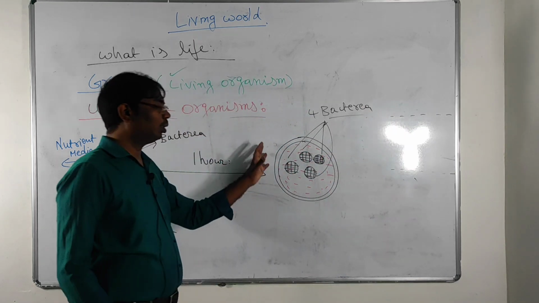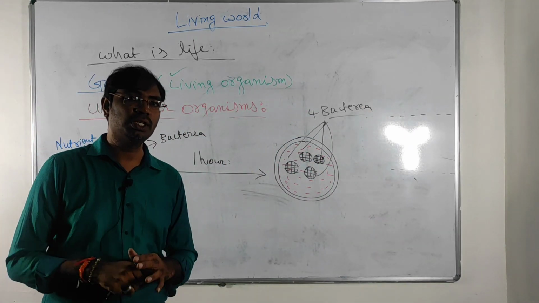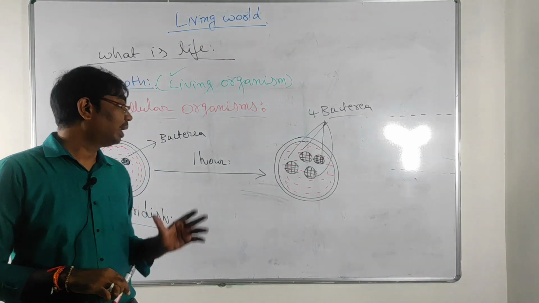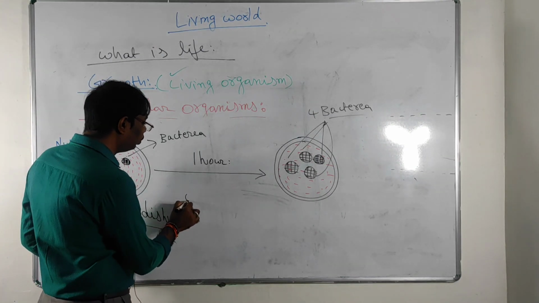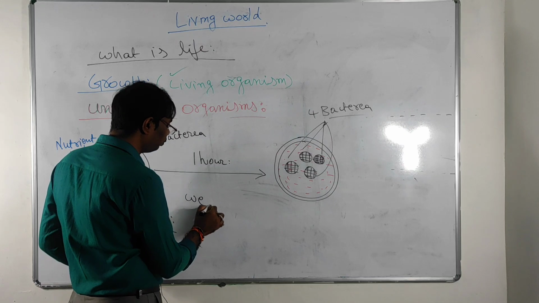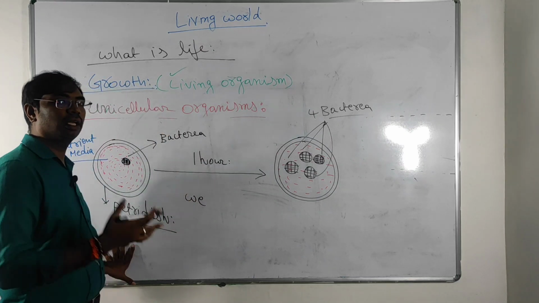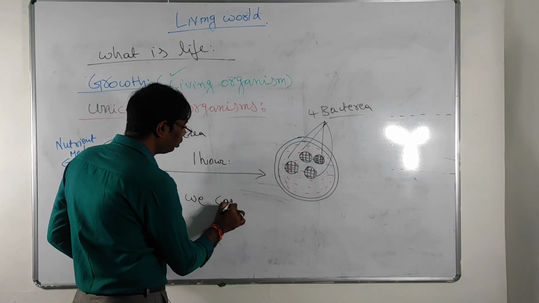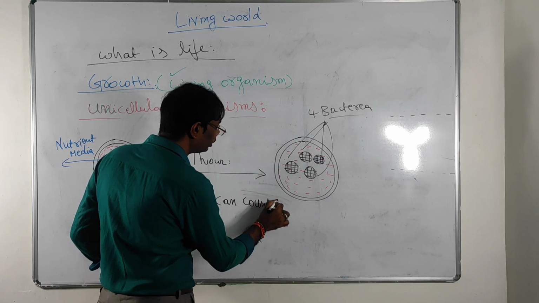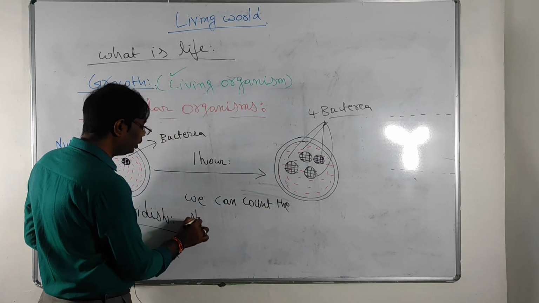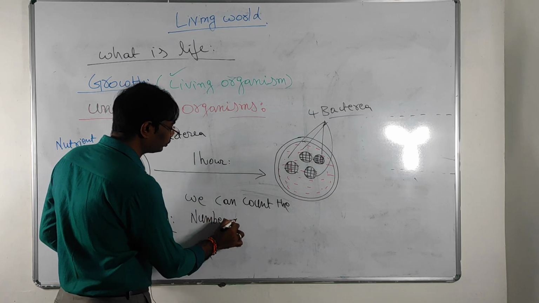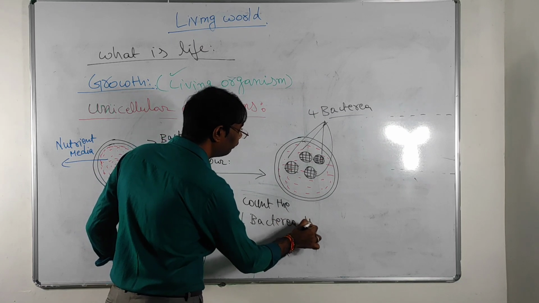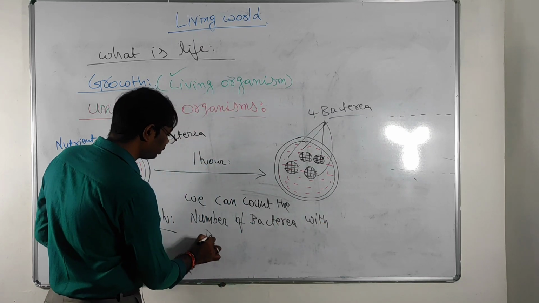Okay. So how are you able to observe that bacteria? You cannot observe bacteria with the naked eye. So a microscope is required. So we can count the number of bacteria with a microscope. So if you observe these Petri dishes under the microscope, then you are able to count the number of bacteria.